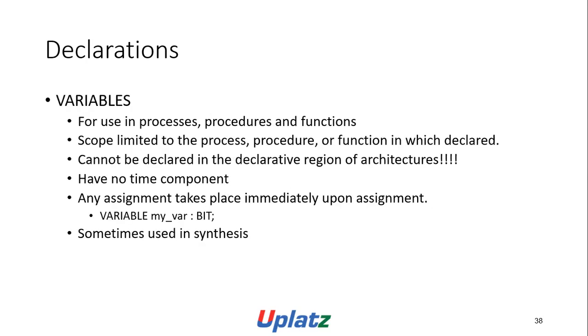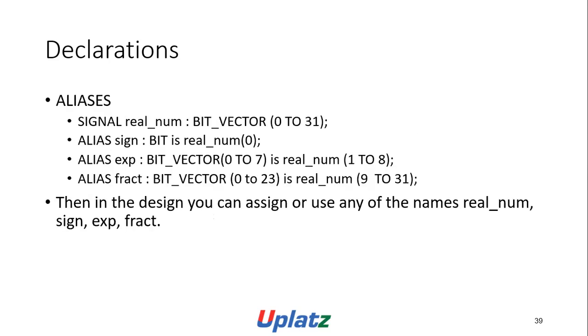Variables are for use in processes, procedures, and functions. Scope is limited to the process, procedure, or function in which they are declared; they cannot be declared in the declarative regions of the architecture. They have no time component. Any assignment takes place immediately upon assignment. A variable may be of type bit, sometimes used in synthesis.